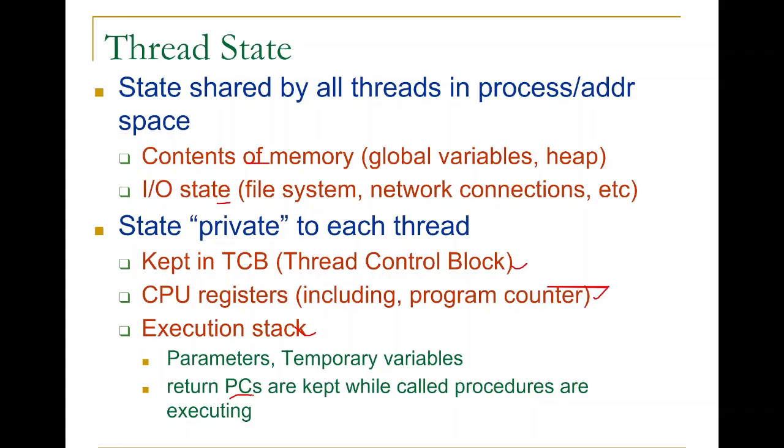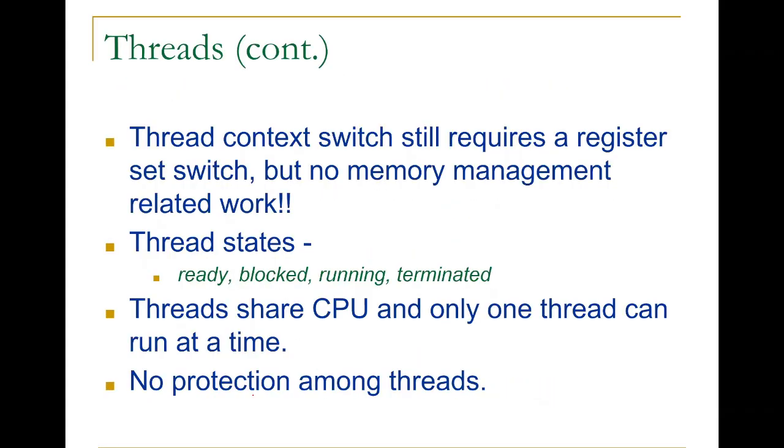All right. So let's look at next slide. Thread context switching still requires a register set switch, but no memory management related work. Remember that context switch is when you stop one process, save it, and pick up another process. That is context switch. That idle time is a context switch. The process of stopping a process and picking the next one.